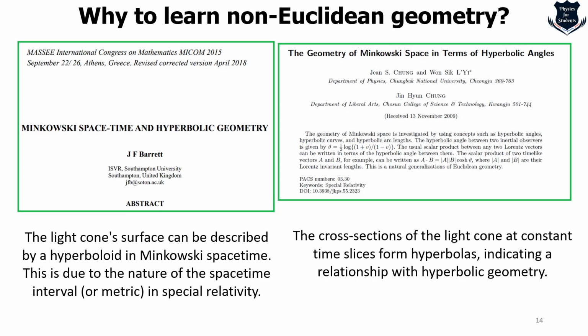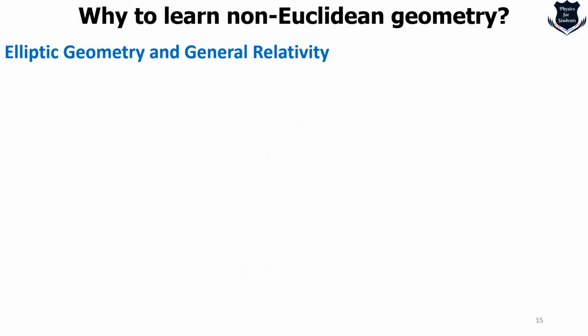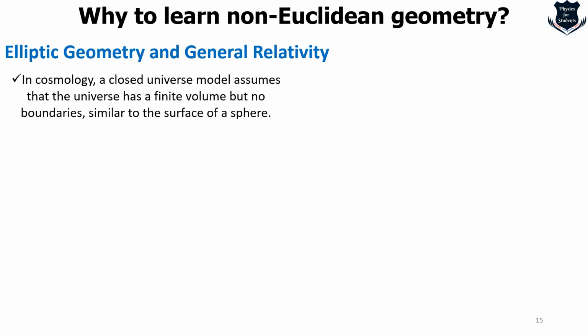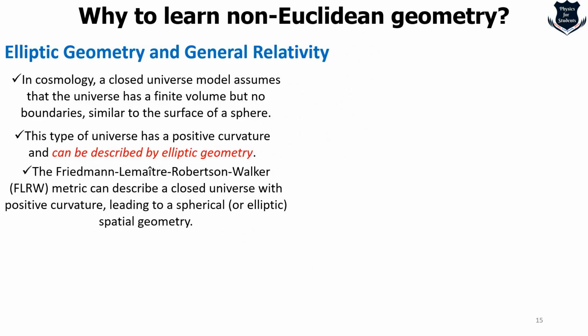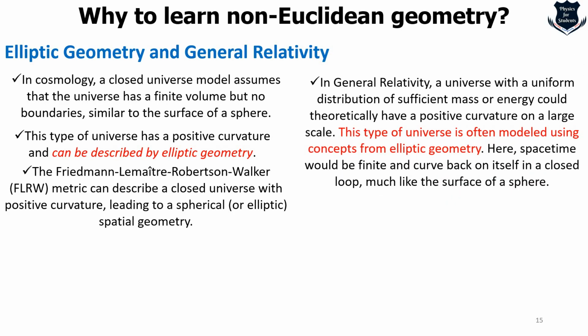learn hyperbolic geometry. The next question is: does elliptic geometry have any resemblance in terms of understanding general relativity? The answer is that in an idealized cosmological model, the universe has a finite volume, and it is something similar to that of a sphere. And you can imagine, because elliptic geometry has a positive curvature, the Friedmann-Lemaitre-Robertson-Walker metric, FLRW metric, can be considered, which can be a spherical or elliptic spatial geometry. So in general relativity, under ideal conditions with a uniform distribution of mass, energy, momentum, everything, you can get a positive curvature.